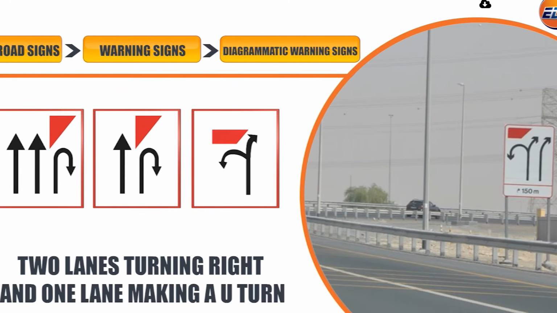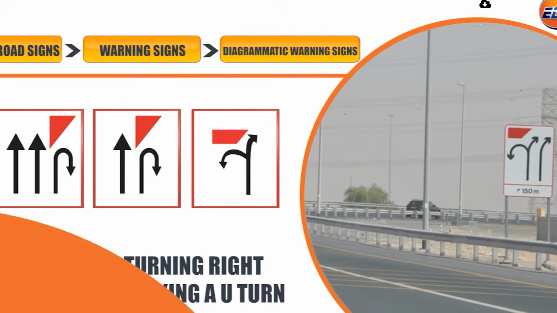Sharp curve lanes ahead. These diagrammatic warning signs warn the motorists on major road about the sharp curve lanes ahead. Motorists are advised to use the designated lane to complete the turn in a safe and controlled manner.